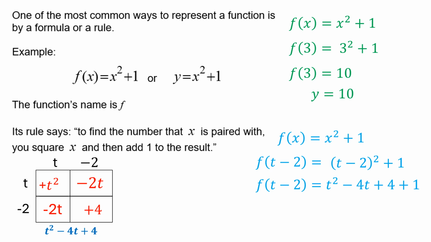Because look, our function said first you square it, then you add 1 to it. So we squared it, and we got this. Then we had to add the 1 to it. F of x is y. So f of t minus 2 gives you back y. If f of t minus 2 is this stuff, then y is this stuff. Because when you do the function, it gives you back y.